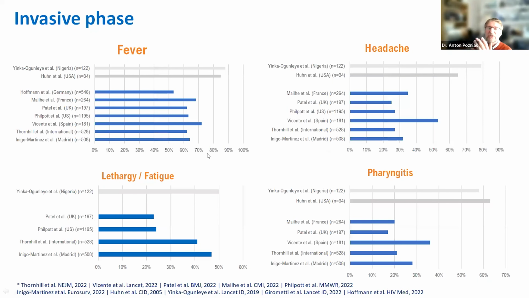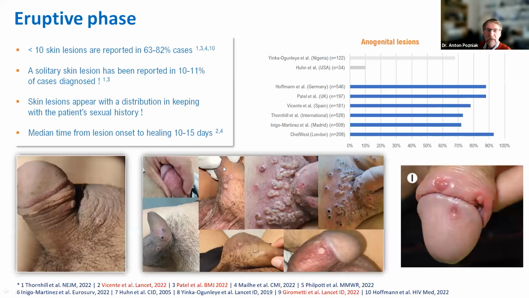And here's just the study showing how much people have reported fever, headache, lethargy, and pharyngitis. Lots of studies showing all of these things. And here's the eruptive phase. You can see these small lesions starting here. And in over half to 3/4 of cases, people have less than 10 lesions.